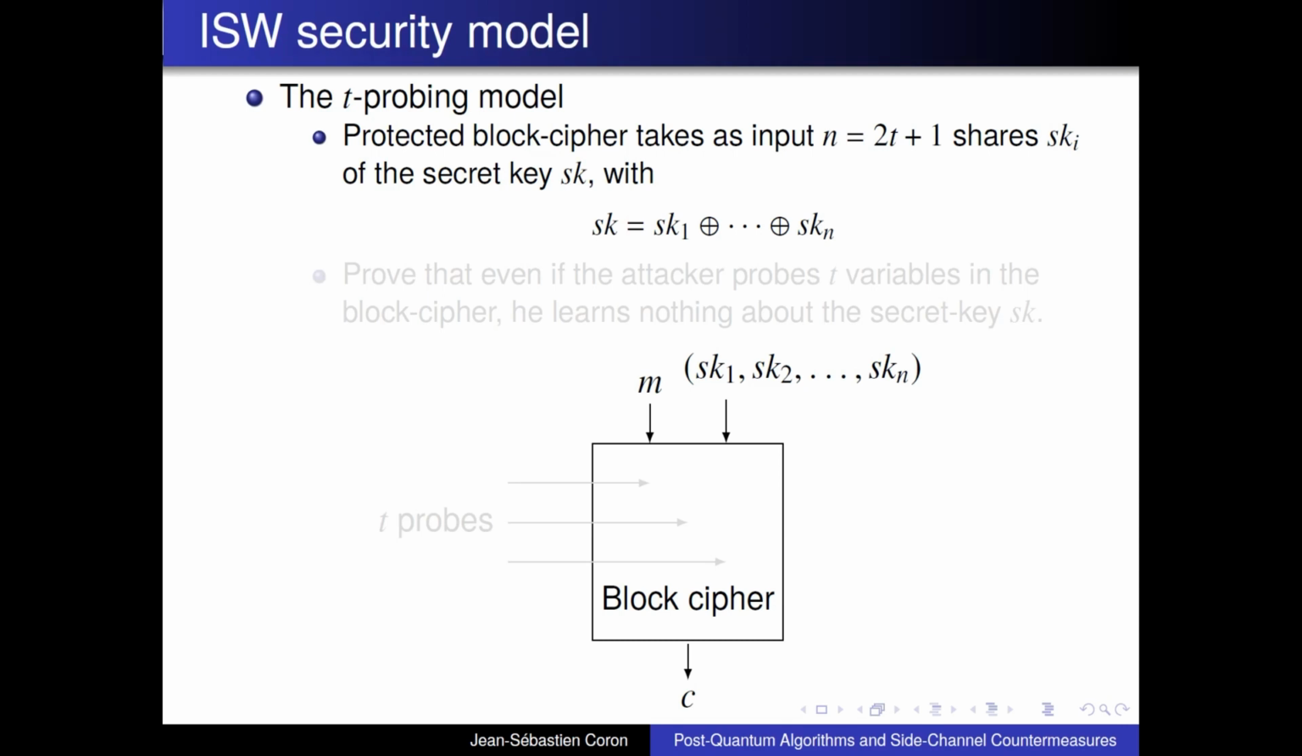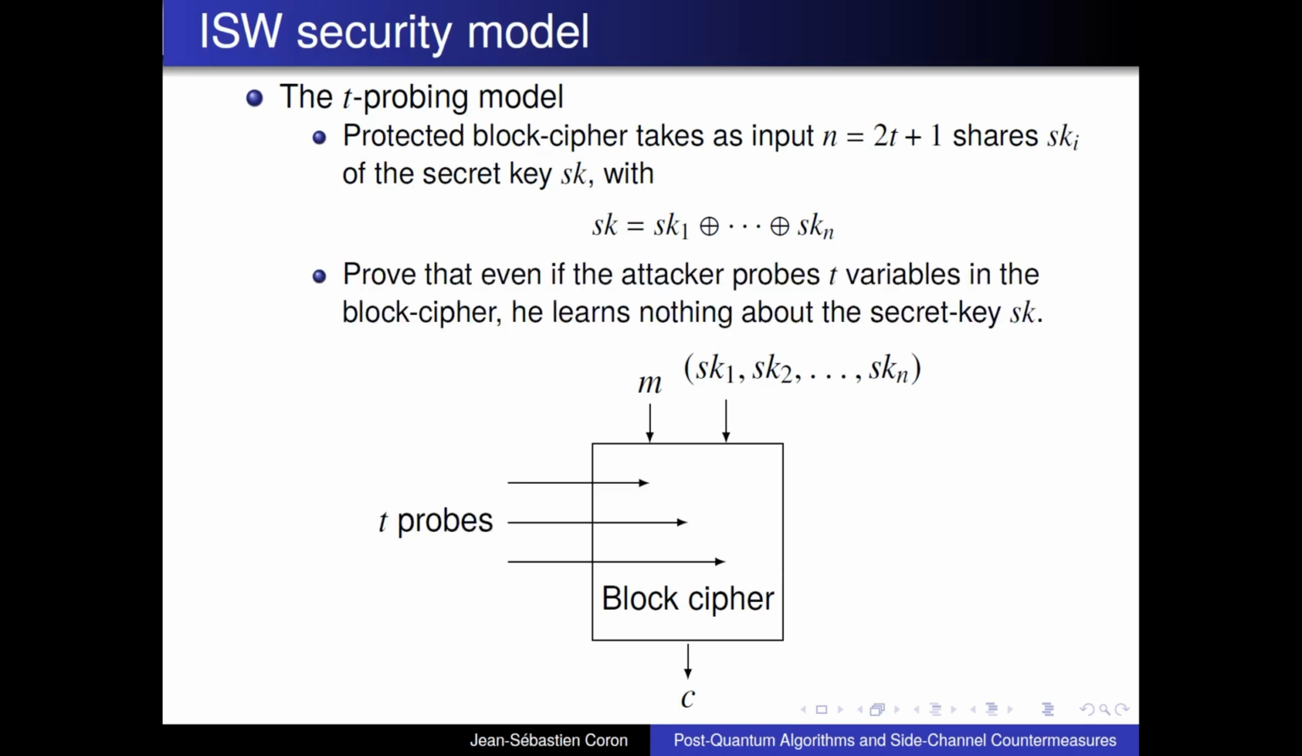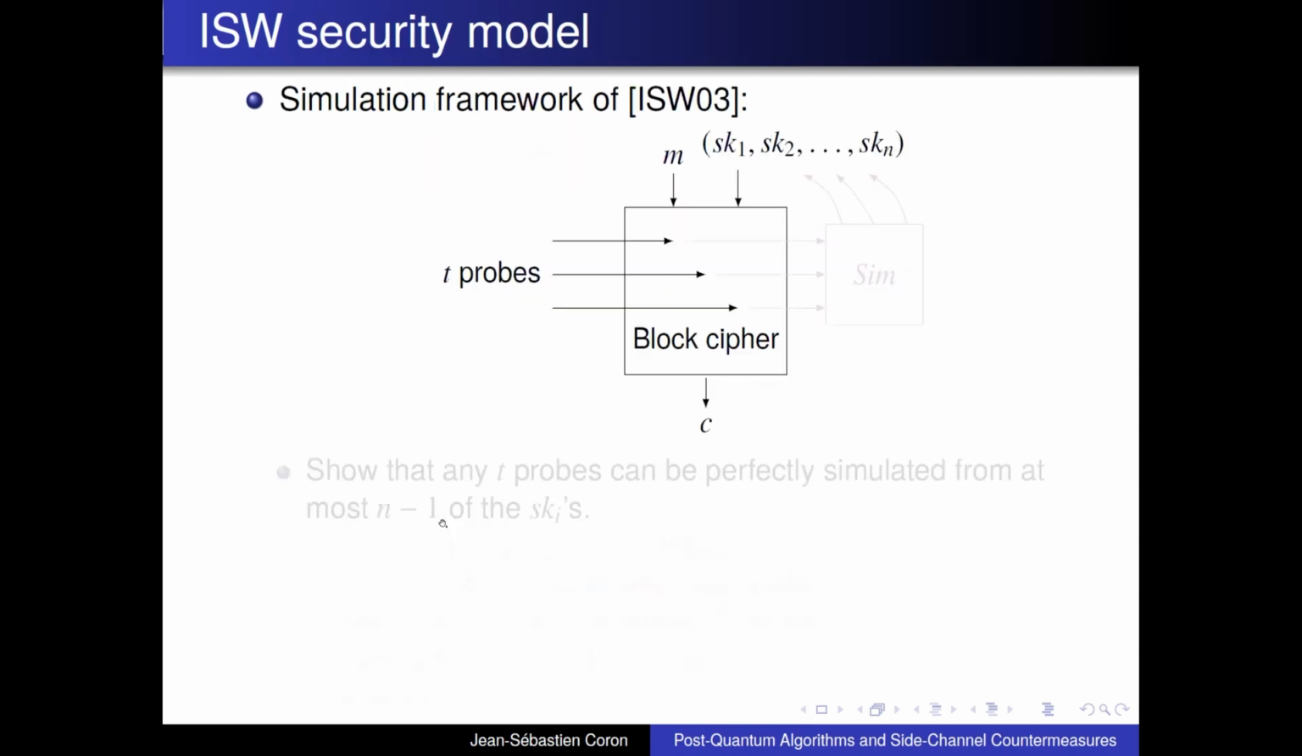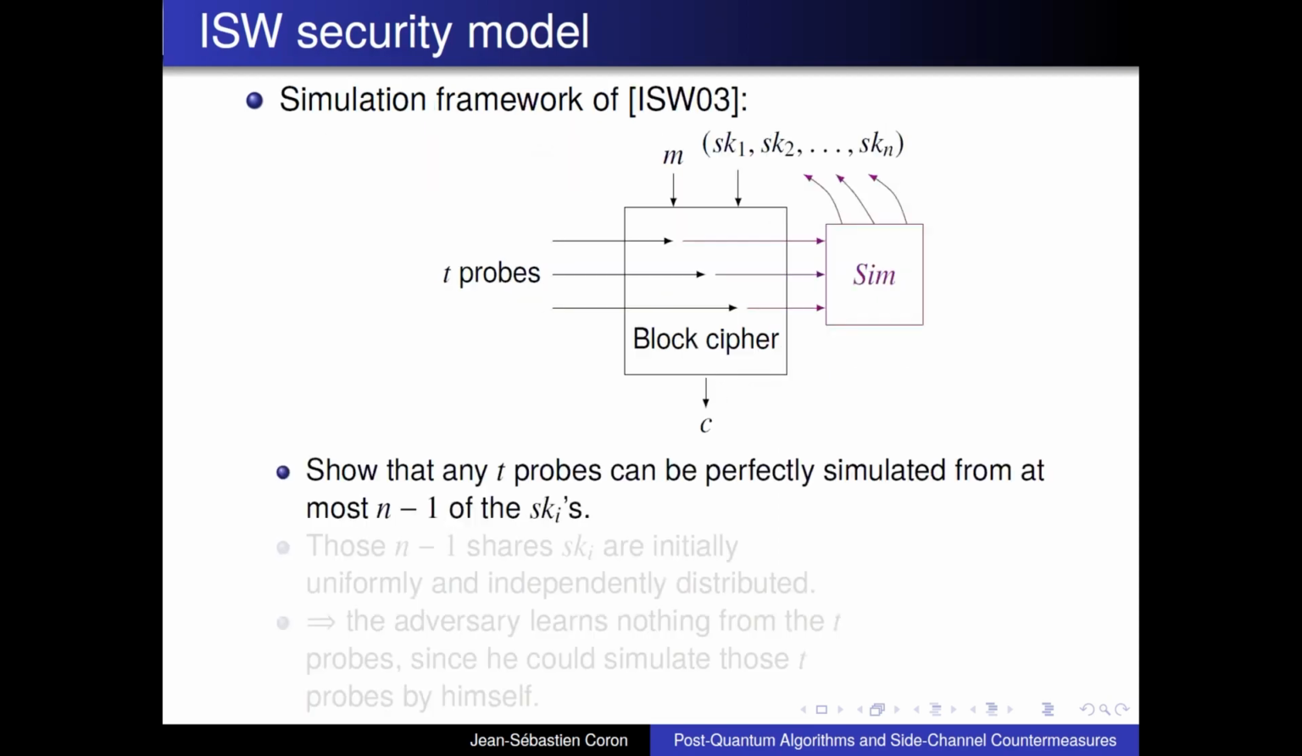for the decryption of a public key algorithm, we share the secret key into n shares. And we want to prove that if an adversary has T probes, then he learns nothing about the private key. So the adversary can probe wherever he wants inside the block cipher, but we want to prove that he will not learn anything about the secret. And for this, the approach is based on simulation. So we show that any subset of T probes can be perfectly simulated from at most n-1 shares of the secret key.